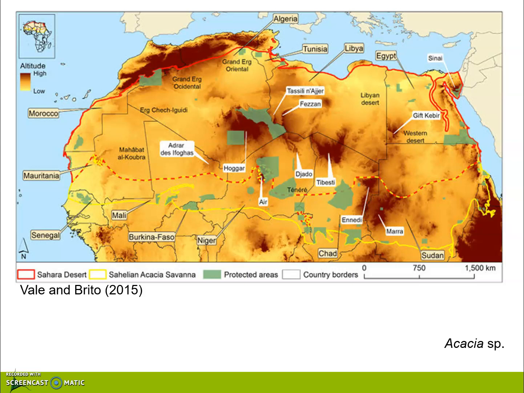There is no record in the pollen bulletins of Acacia pollen being especially present. So my interpretation is that indeed these Acacia pollen grains were transported from northern Africa, the Sahara, and possibly the Sahel into Europe.